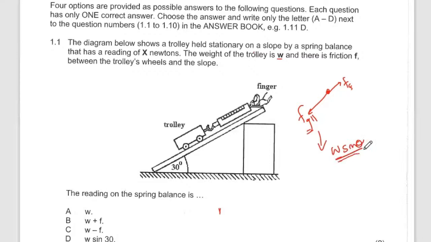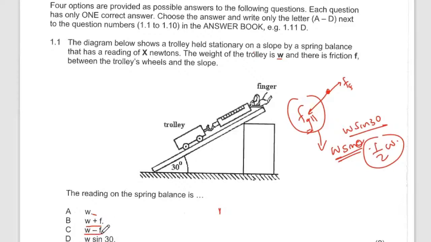The sine of theta, which means it's W times the sine of 30, which will be a half of W. But then it's not only F_g parallel that's acting downwards in this case. So A is out. Then W plus F wouldn't make sense. W minus F still doesn't make sense, because remember they have to be equal to each other, which means if there's any subtraction, there's an addition that's taking place, everything must just reduce to a 0. And the last one, W sine 30, that is only representing the F_g parallel.